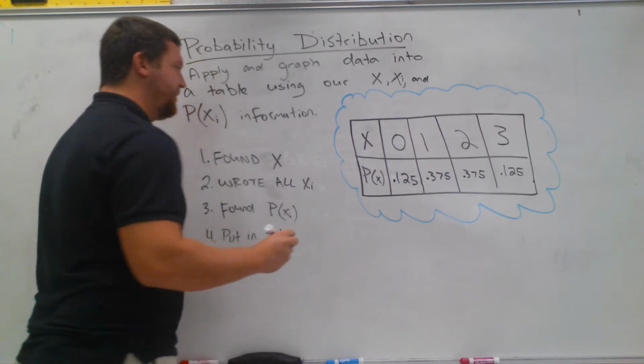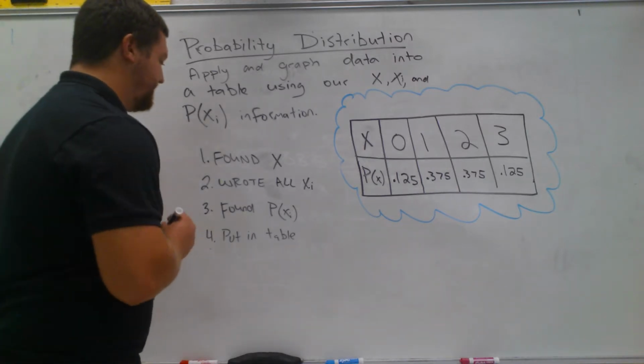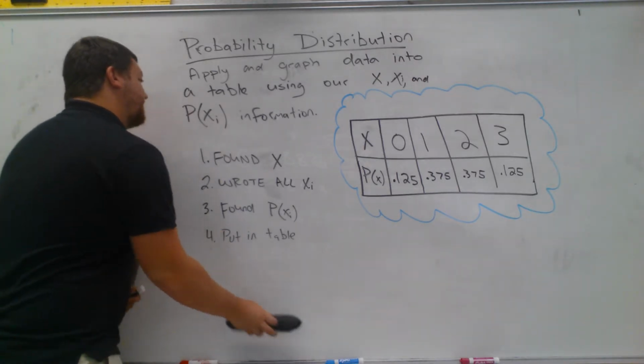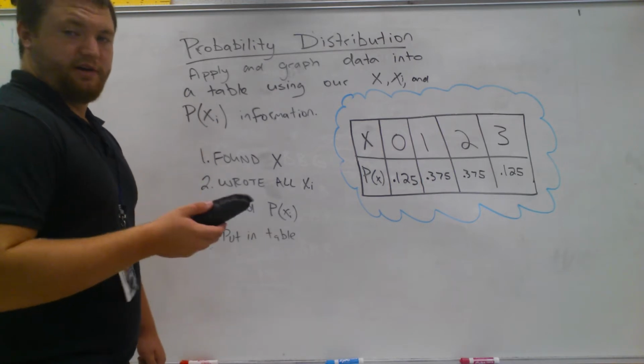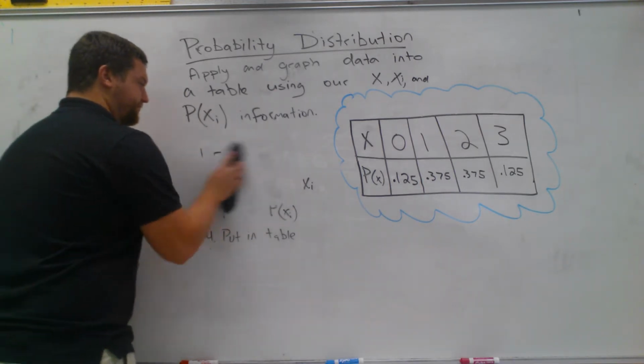So that's how you find a probability distribution. Okay, those are your 4 little steps. Now we're going to talk about the average and standard deviation. So we're going to use the same problem and keep working with it.